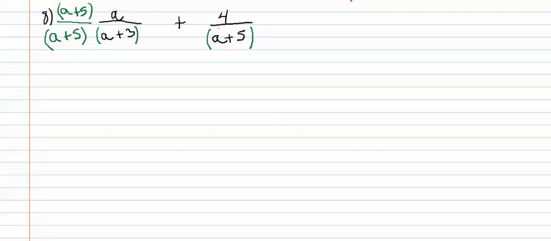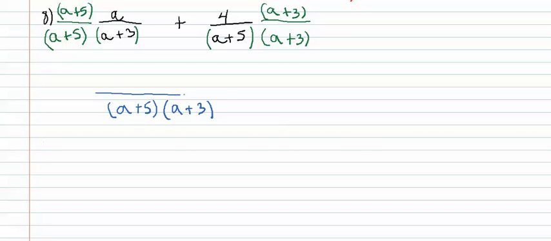Okay, and on this side, if this is a plus 5, what's missing? Oh, the a plus 3. Okay, so now do I have a common denominator? And I do. My denominator is a plus 5 and a plus 3. That's my denominator. At the top of my fraction here, I have an a. I'm going to put it in the front because I like it there. Then I have a plus 5, plus 4 times a plus 3.